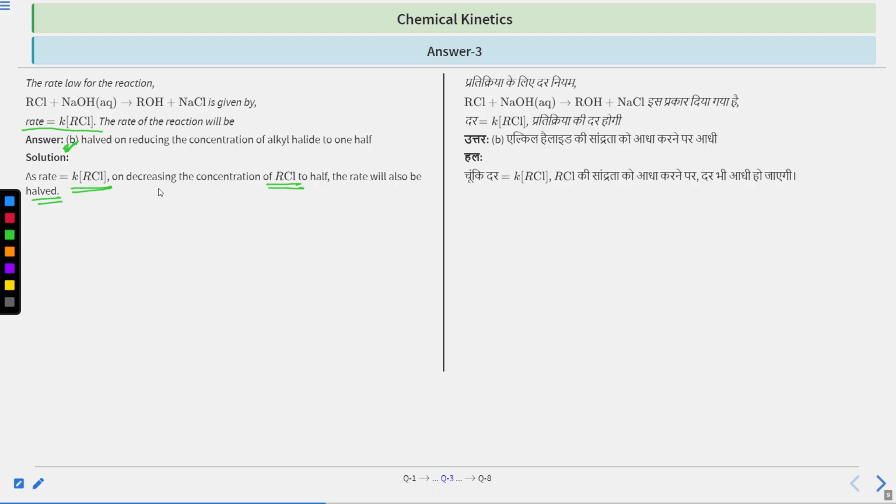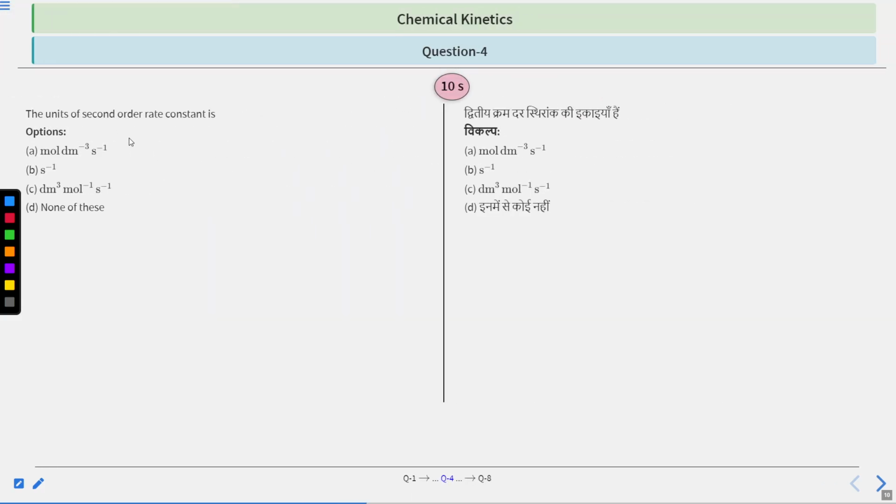Okay. Okay, let's move to the next question. Question number 4. The units of second order rate constant is. So we have reactions of first order, second order, right? So the second order rate constant unit we have to find out.